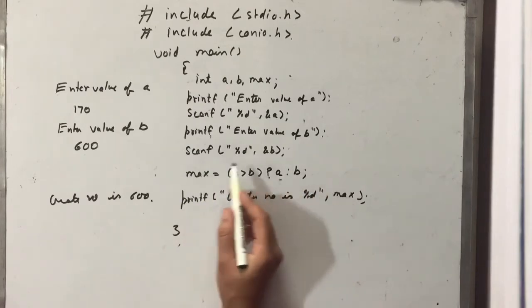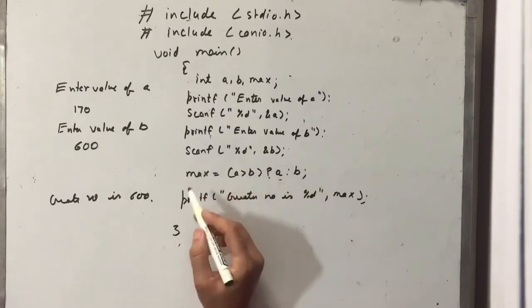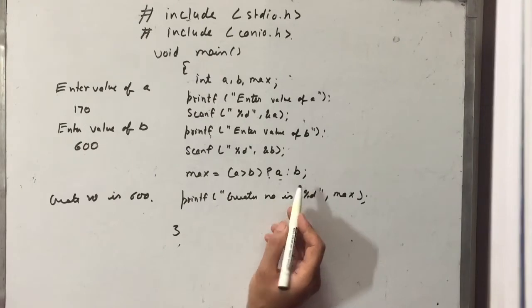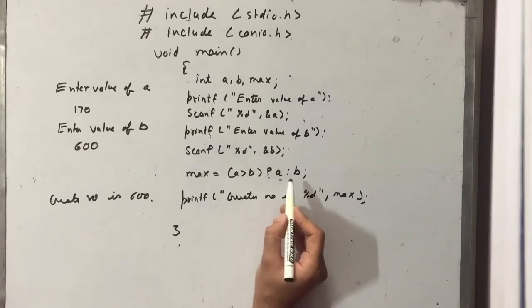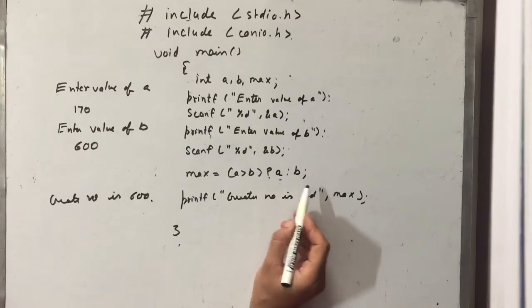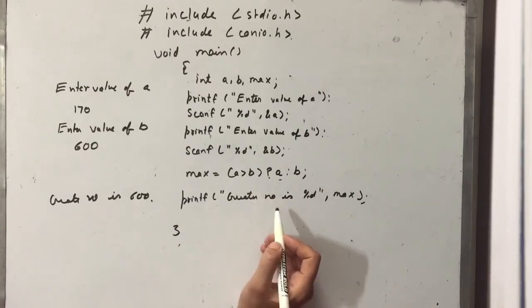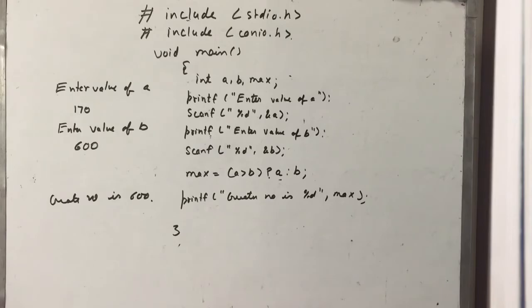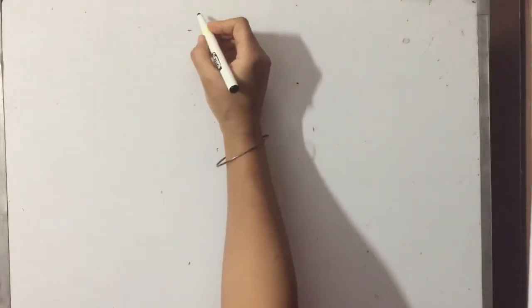So this is the way the conditional operator executes. There are three things to it: a condition, a question mark and a colon. There are three things to it, so you have to take care. This is how the conditional operator works. Now let us continue with the logical operators.